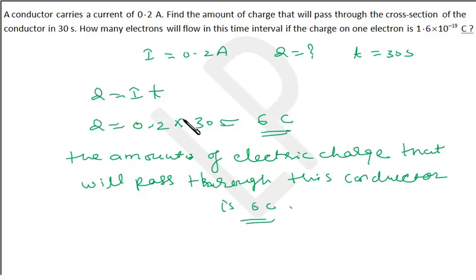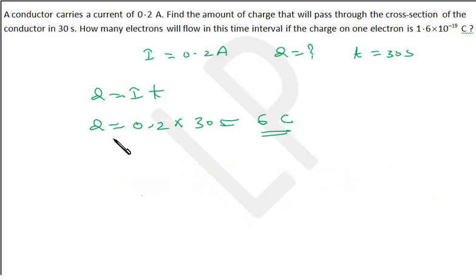The next thing is how many electrons will flow in this time interval if the charge on one electron is this. Now friends, it's very simple. What is the total charge? That is 6 coulomb. And what is the number of electrons? Total charge is 6 and per electron the charge is 1.6 into 10 raised to power minus 19. So if we divide 6 by 1.6 into 10 raised to power minus 19, we'll be getting the number of electrons, right? It's but obvious.